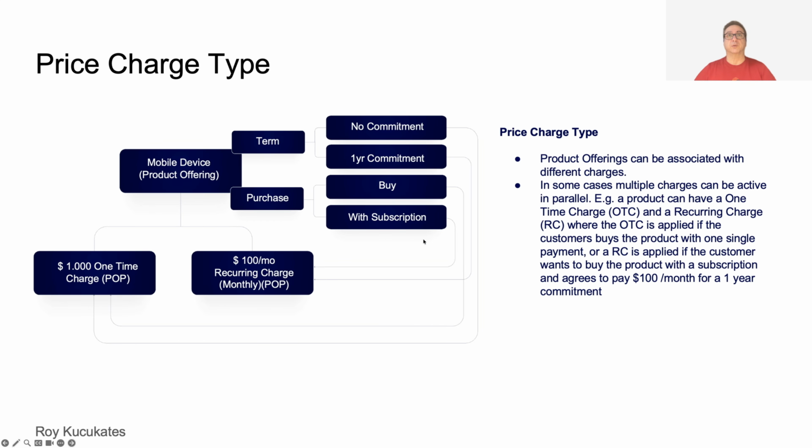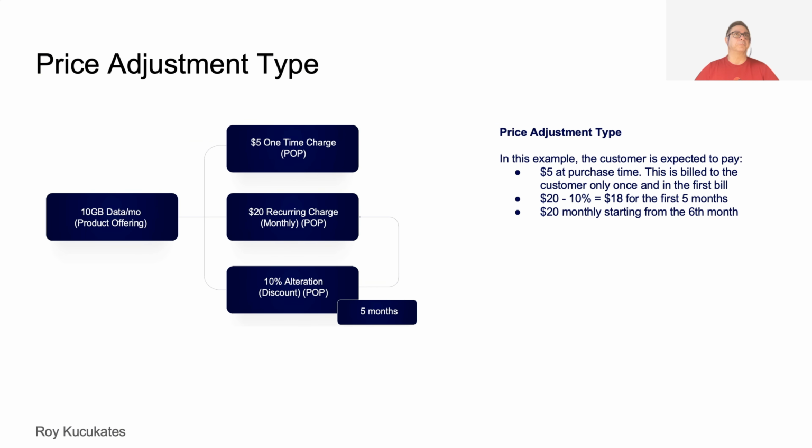Similarly, it can be connected to the regions or locations and others as well. The price adjustment type: let's assume that here you want to apply a $5 one-time charge to the customer for 10 gigs data per month and a $20 recurring charge, and you want to apply a 10% alteration as a discount only to the recurring charge, not to the one-time charge. You want to apply this 10% discount for a 5-month validity period.